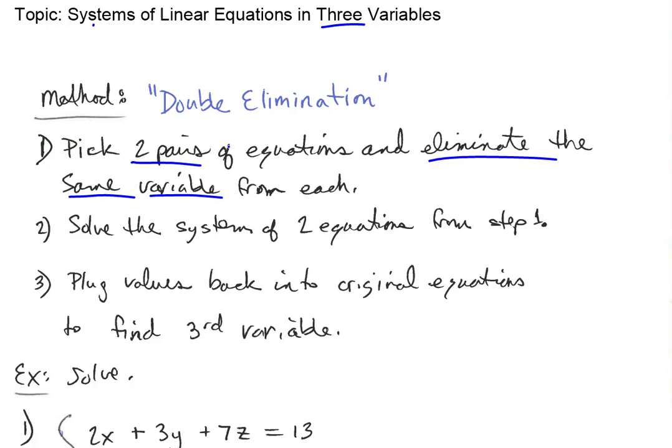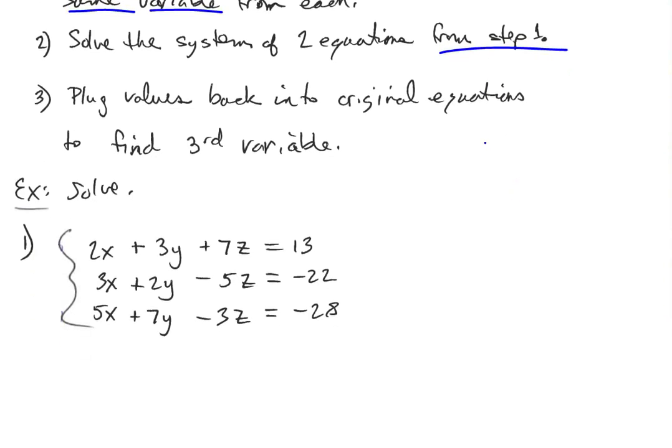That's step 1. Step 2 is going to be to solve the system of 2 equations from step 1. The result of step 1 will be a problem that looks exactly like the systems of 2 equations we've been doing, so that should look familiar. And thirdly, we're going to plug values back into the original equations, or one of them, to find the third variable that wouldn't have been solved in step 2. So we'll go ahead and start in with an example.